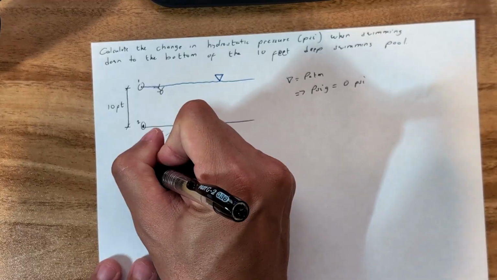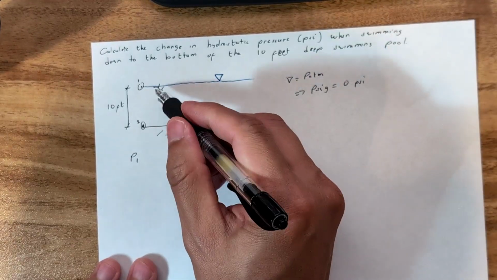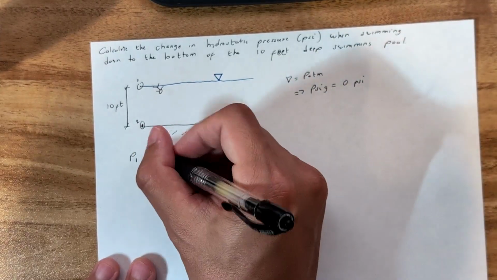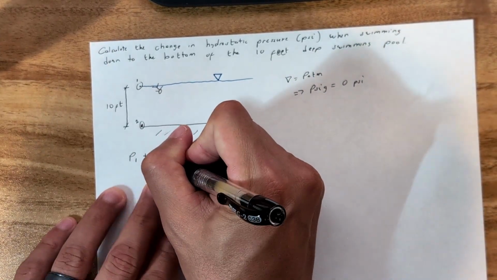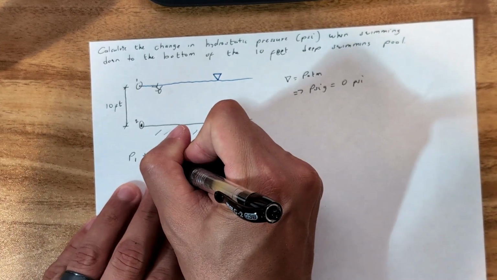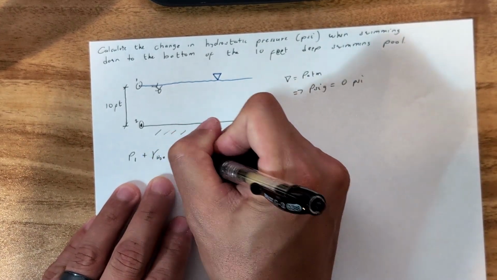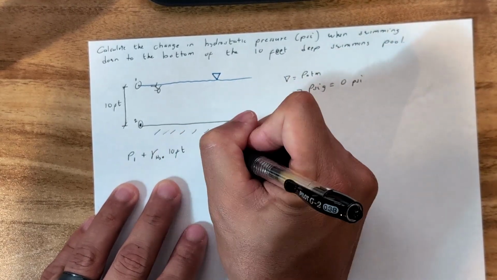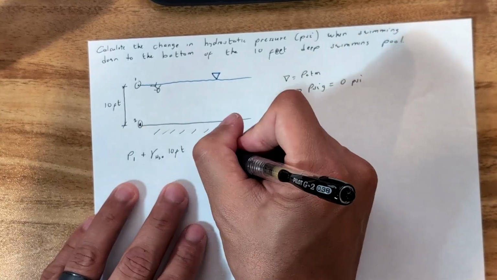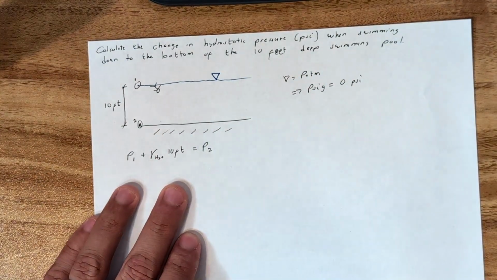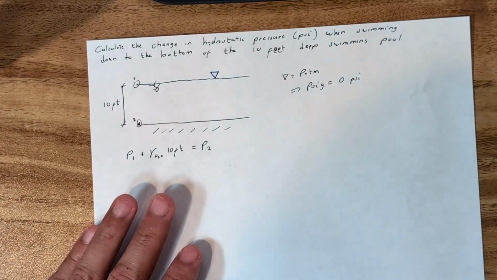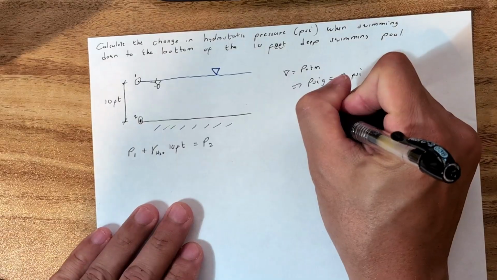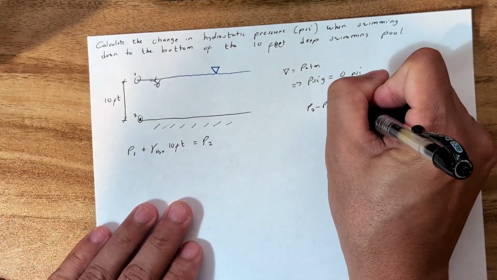So you have your P1, and since you're going down, you're going to put a plus because the pressure is increasing. And then it's going to be the specific weight of H2O, and then the depth is 10 feet. And that's going to equal your pressure at point 2. So a pretty simple problem. We're pretty much just trying to figure out P2 minus P1. What we want is P2 minus P1.